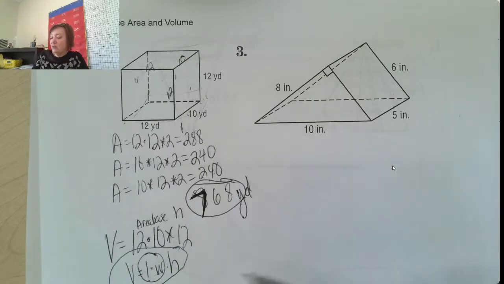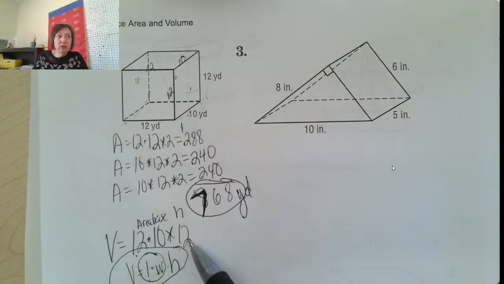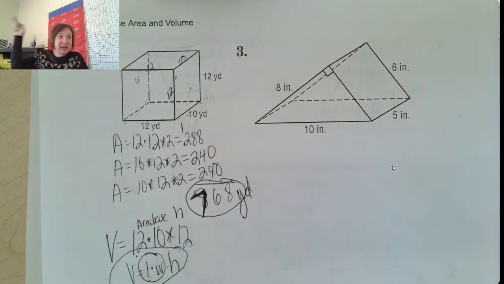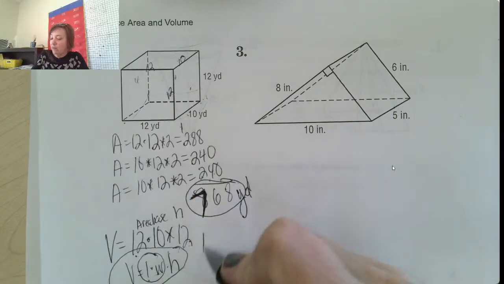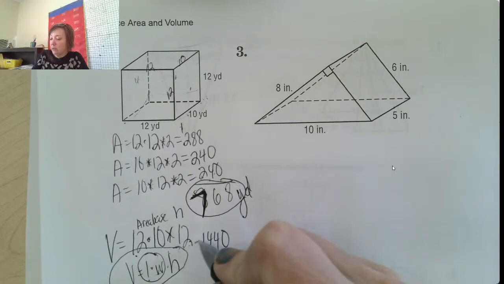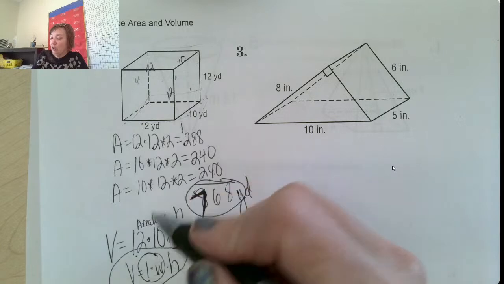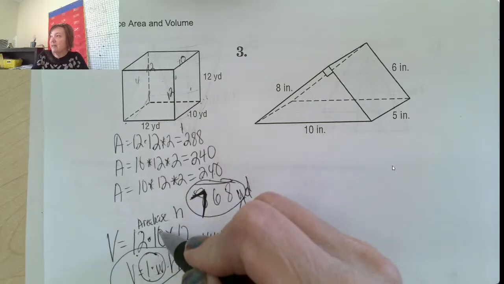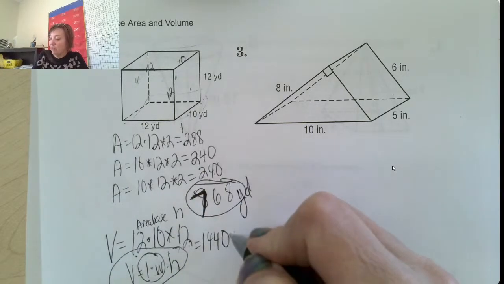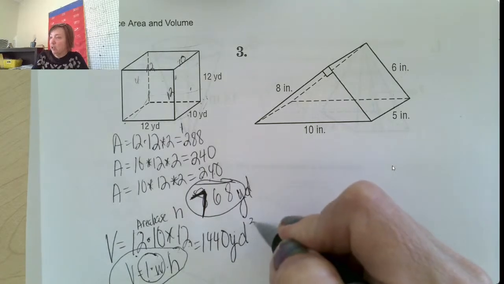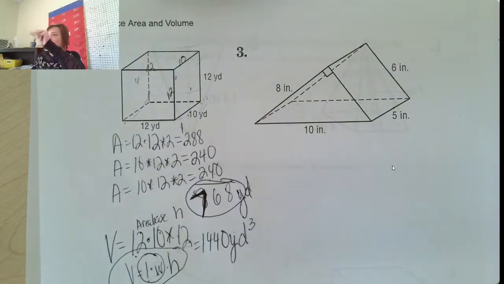So in this case, if we did 144, because I know 12 times 12 is 144, times 10, that means we just add an extra 0 on it, right? So we've got 1440. But because we multiplied yards times yards times yards, our unit of measurement is yards cubed, because we multiplied yards times itself 3 times, right? Does that make sense?